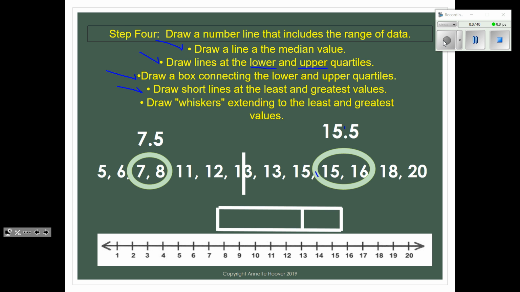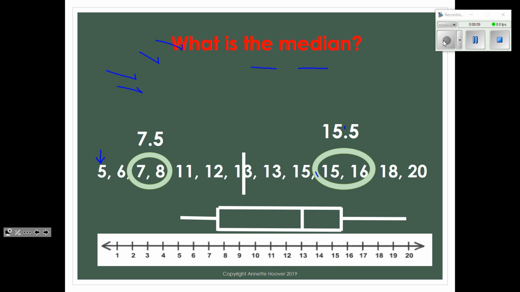So the least value is 5. So over 5 on our number line, we're going to draw a straight line from our box all the way to number 5. And we're going to do the same for the greatest value. The greatest value is 20, so we start at the end of the box and we draw a line all the way to 20. And if you want to, you can put a little point there. These are the whiskers. So we have the box and we have the whiskers. And this helps identify values.